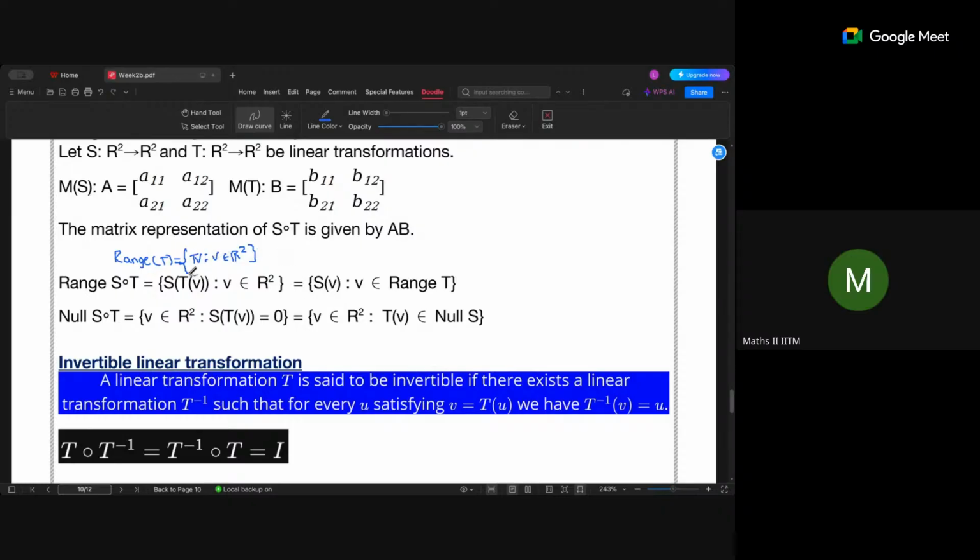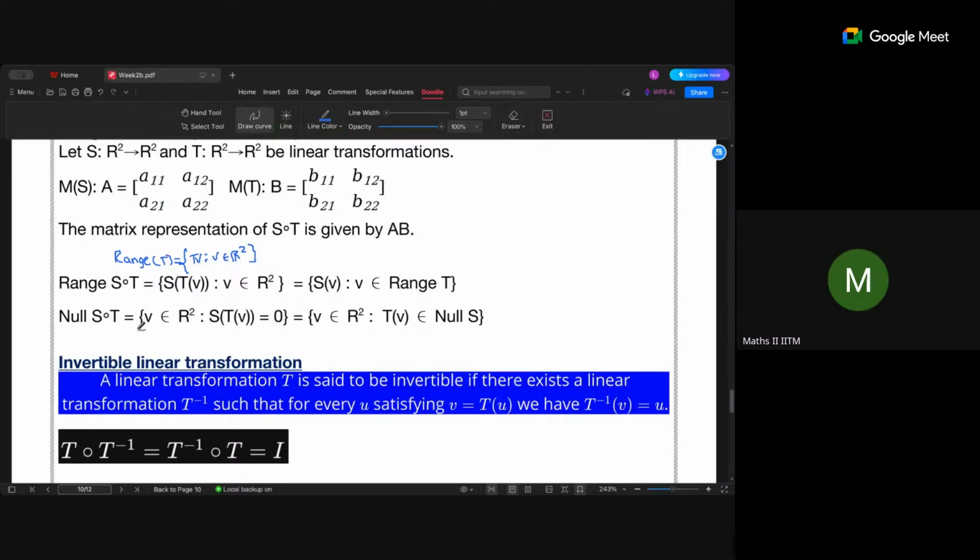So now this T of V I can replace with any vector where that vector belongs to the range of T, because of this definition. So the same definition we can rewrite in a different way. Let's say this is W, then this W is in the range of T. So instead of W, they have put the same V itself. Just a matter of notation here.